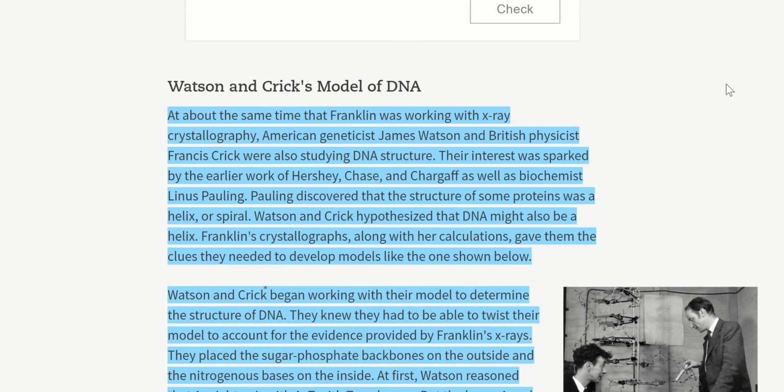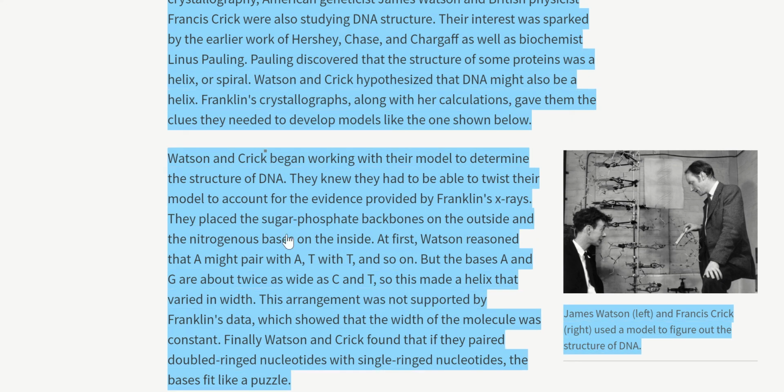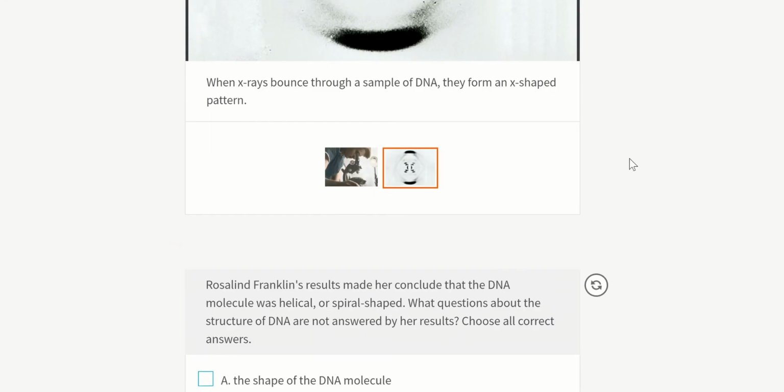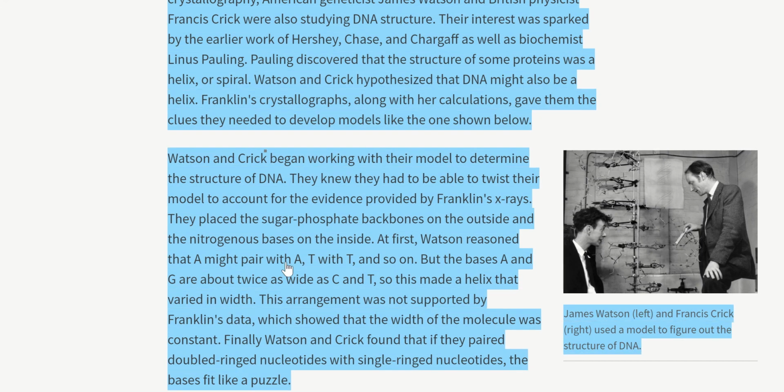So as we scroll down, here is Watson and Crick. It says about the same time Franklin was working with crystallography, Watson and Crick were working on structures. They were using models, and in the model they were building, they were using nucleotides, but they had the phosphate and sugar backbone on the inside and the nitrogen bases on the outside, and they were at a wall. They were not making any progress. Well, then they saw Rosalind Franklin's photograph here, and that showed them that the nitrogen bases were going to be on the inside.